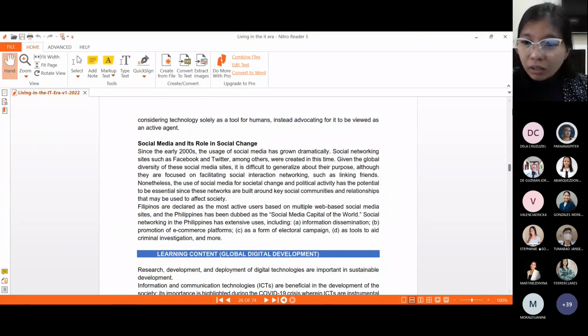Okay, let's continue muna dito dahil 10 minutes na lang. Electoral campaign, yung nangyari, di ba sa social media ang naging kampanya ng mga presidential candidates natin. Tools to aid criminal investigation and more.